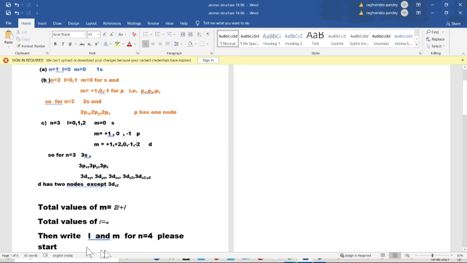Write the values of L and M for N is equal to 4. Write the total values, then write the M values individually, like plus 1 and all that.